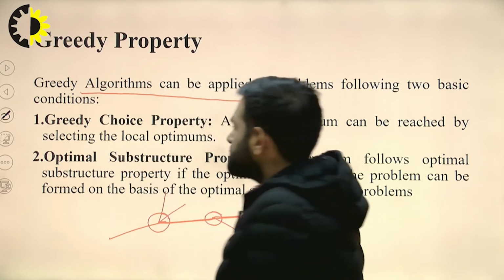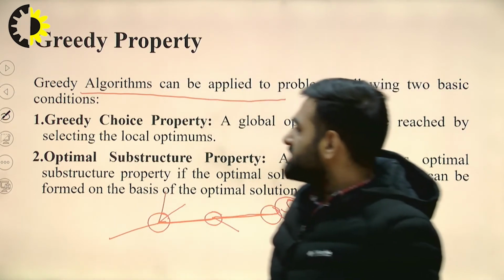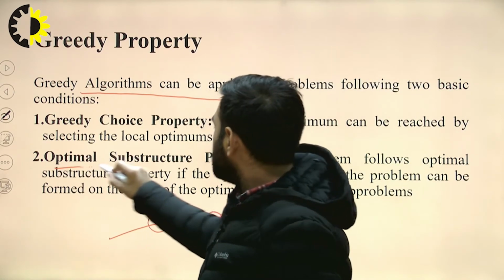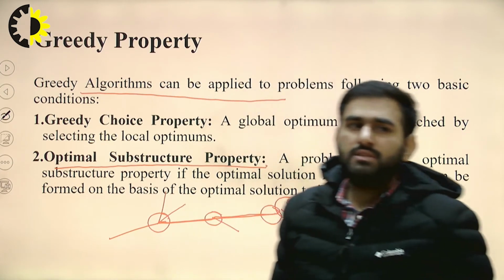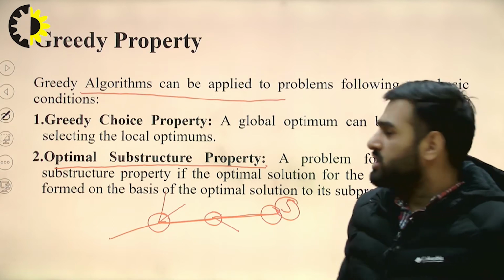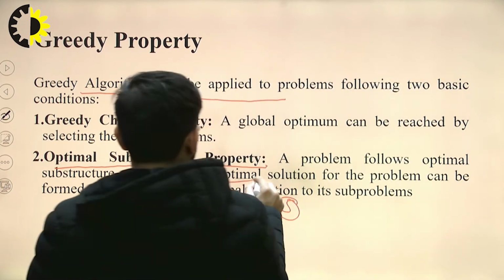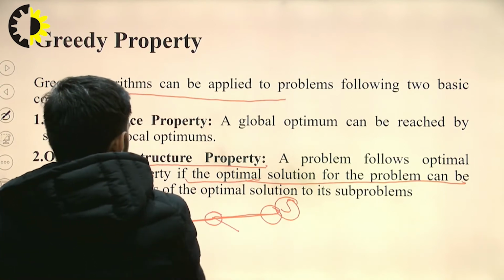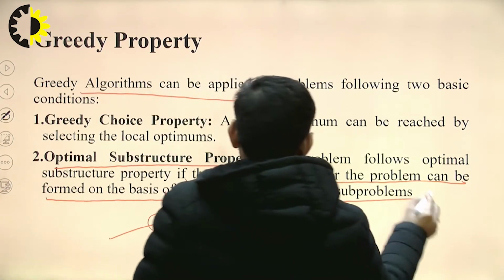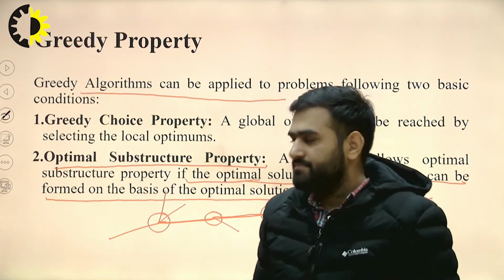Now the next property is the optimal substructure property. A problem follows the optimal substructure property if the optimal solution for the problem can be formed on the basis of the optimal solutions to its sub-problems.